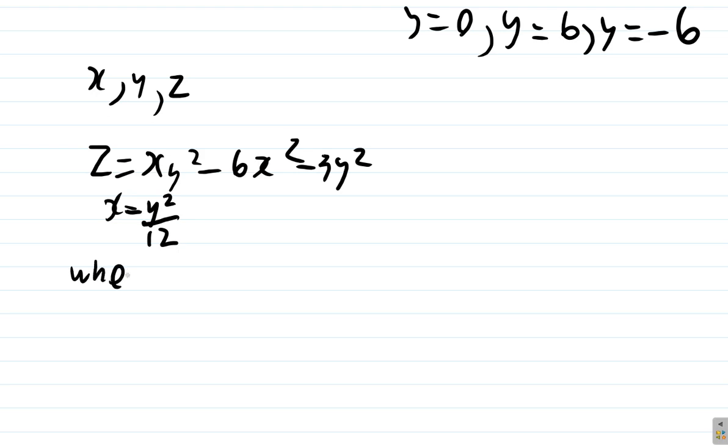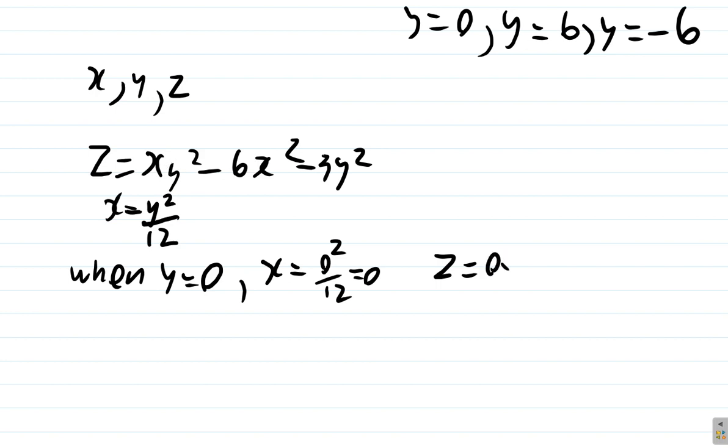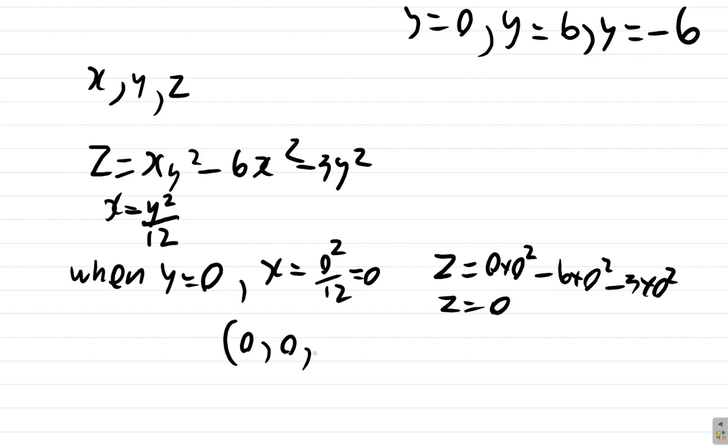Now, when y is equal to 0, x is equal to 0 squared over 12, which is 0. And what is z? z is equal to xy squared minus 6x squared minus 3y squared. Well, x is 0, y is 0, so it's 0 times 0 squared minus 6 times 0 squared minus 3 times 0 squared. So z is equal to 0. So we have one point at 0, 0, 0. One of the critical points is located at 0, 0, 0.